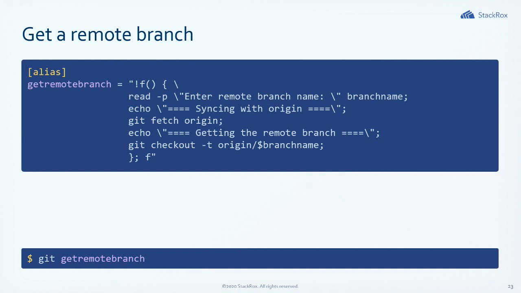This one is to get a remote branch. So if you're working in a team where other people make changes and you need to edit someone else's work and you have to get a branch from the remote repository, you just run this function, so you do get remote branch, it will ask you for the branch name, and you specify the branch name, it downloads and checks out for you, so you can start working again on that branch.